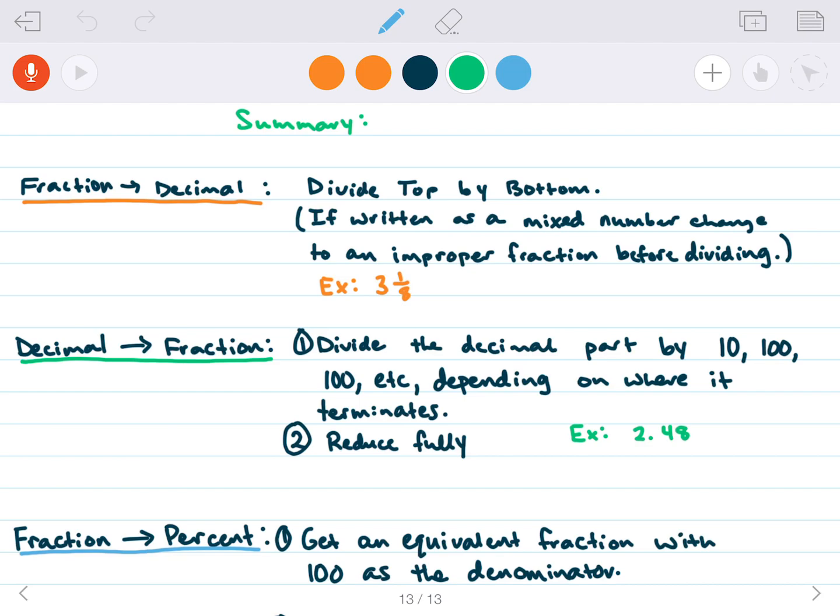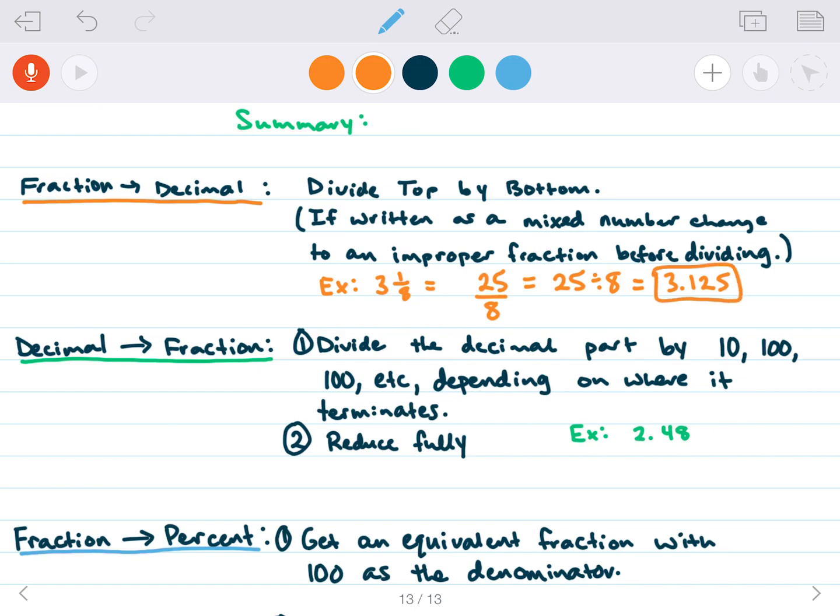So going from fraction to decimal, we just divide the top by the bottom in our calculator. If it's a mixed number, we want to change it to an improper fraction first and then do the division. So for example, 3 1/8 is a mixed number, so I'm going to first turn it into an improper fraction by doing 3 times 8 is 24 plus 1 is 25/8. Now I'm going to carry this division out in the calculator. 25 divided by 8 is going to give me a final answer of 3.125. So that's how we do that.